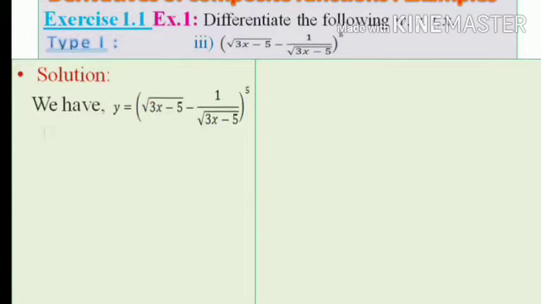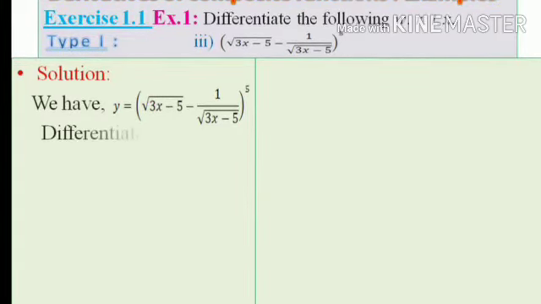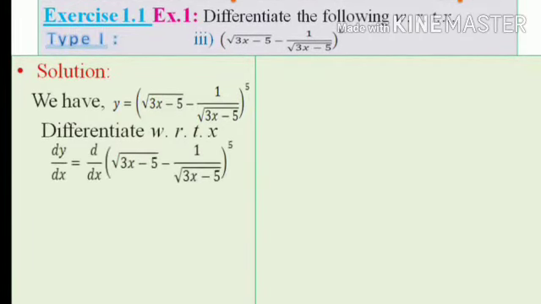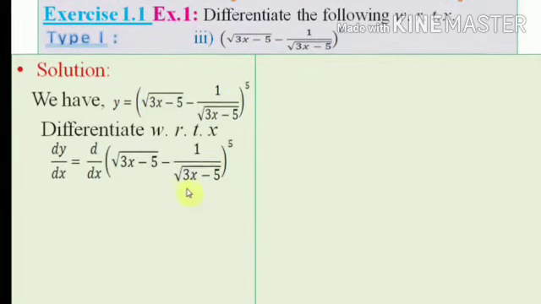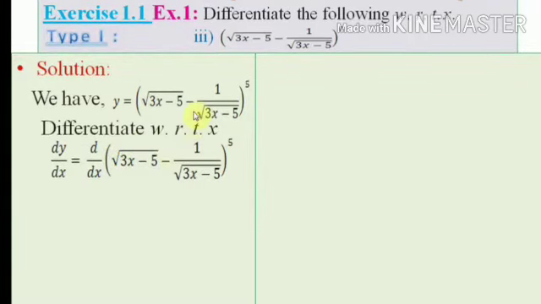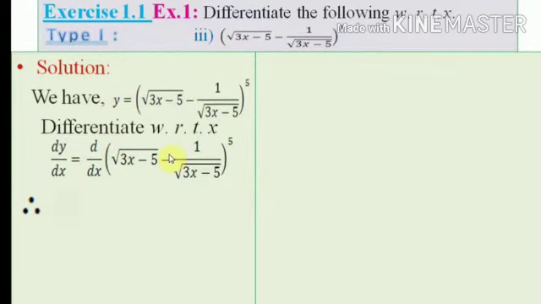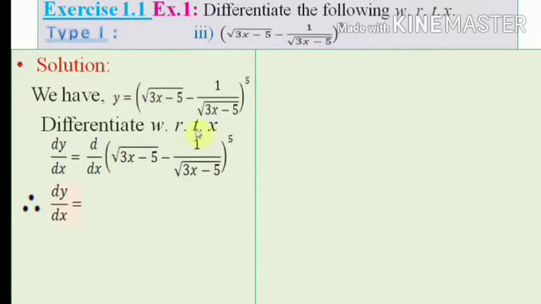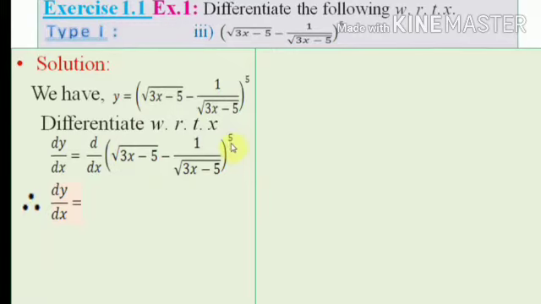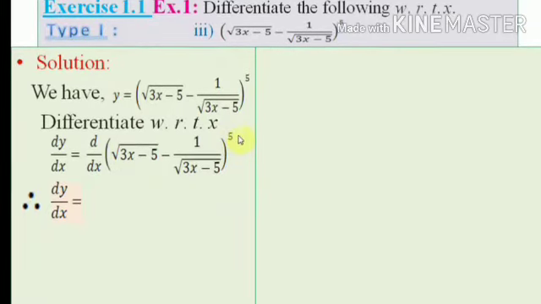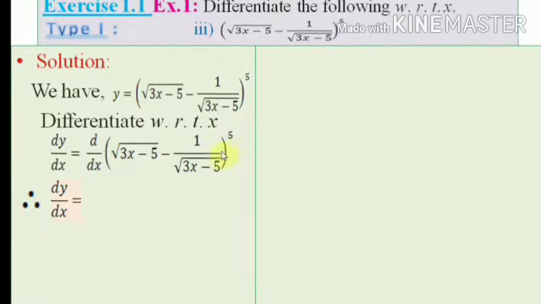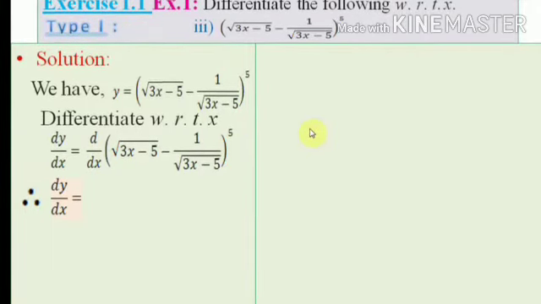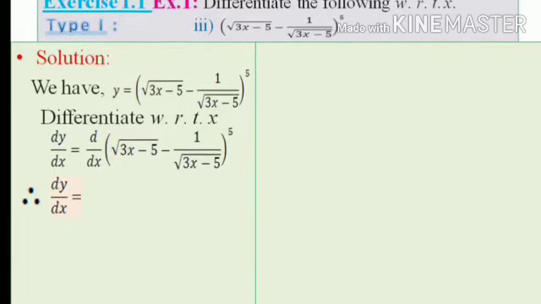Again, differentiate the given function y with respect to x. Therefore the derivative of y with respect to x is dy by dx equals d by dx of the given function as it is. The bracket is taken to be x, and the power 5 is taken to be n, so the given function is in the form of x raised to n. Then again the same formula: n into x raised to n minus 1.